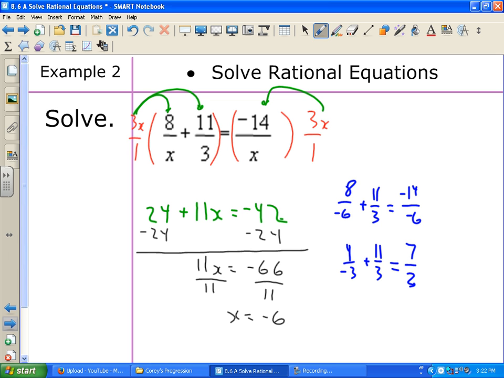I said 7 halves. It's actually 7 thirds. So for those of you guys who caught my error, again, I'm making a lot of mistakes right now. That's 7 thirds. 14 divided by 2 is 7. 6 divided by 2 is 3. I have negative 4 thirds plus 11 thirds for 7 thirds equaling 7 thirds. Our answer checks out. And we have x equals negative 6. Again, multiply both sides by the common denominator. Distribute and simplify. Solve. Check your work. That's what we're doing for this.